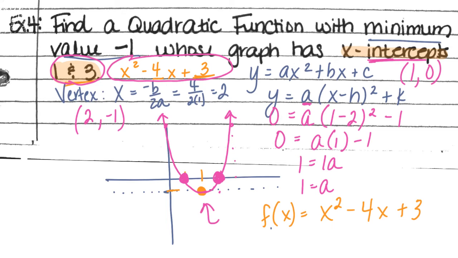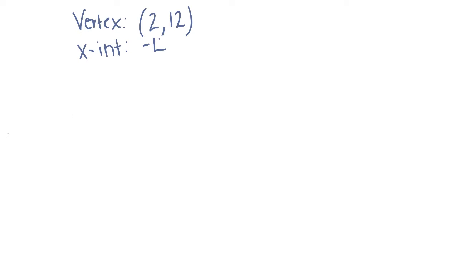We're going to try one that's a little uglier. What if I told you that the vertex was at 2, 12 and the x-intercepts were at -4 and 8? Well, remember, I know that an x-intercept is when y is 0, so I'm going to call it what it is, -4, 0. I'm not even going to use the 8. All right, let's plug it back in.